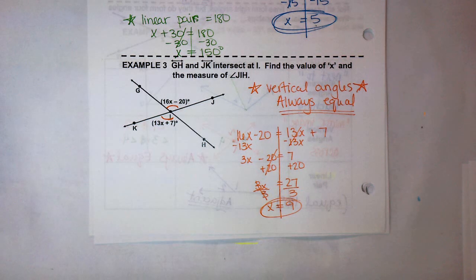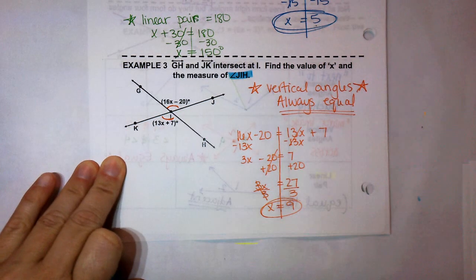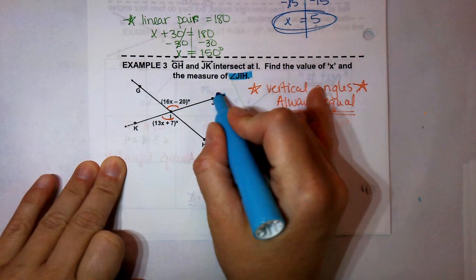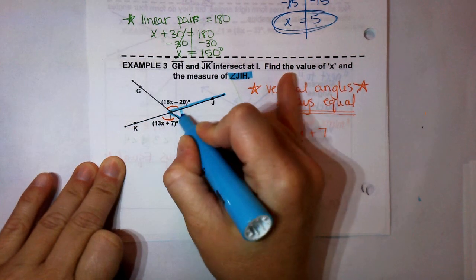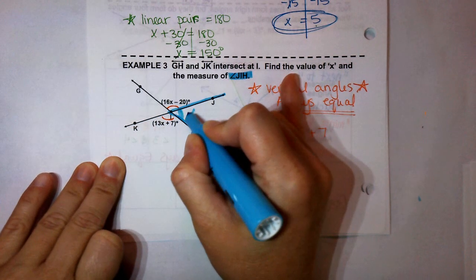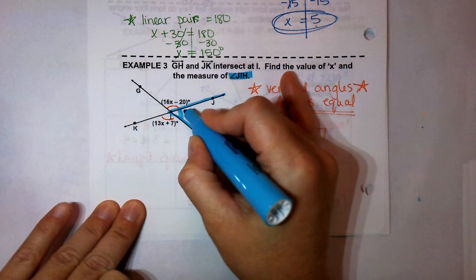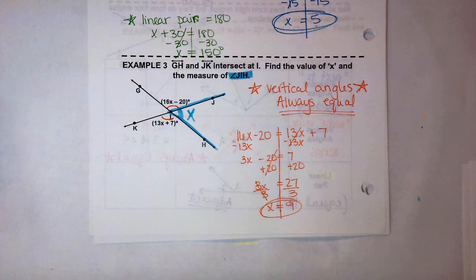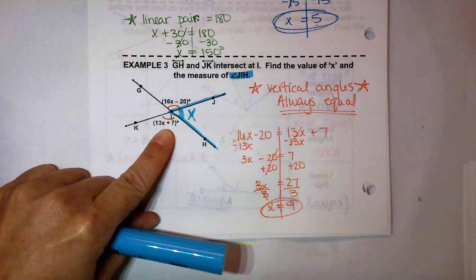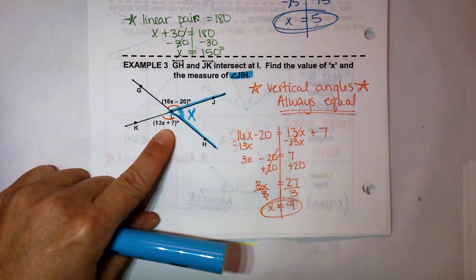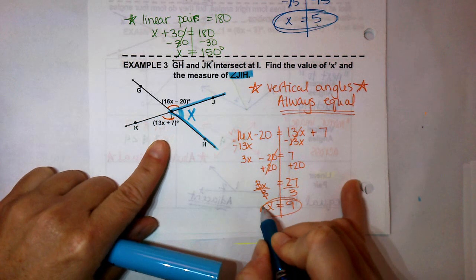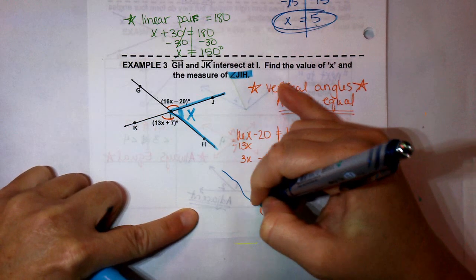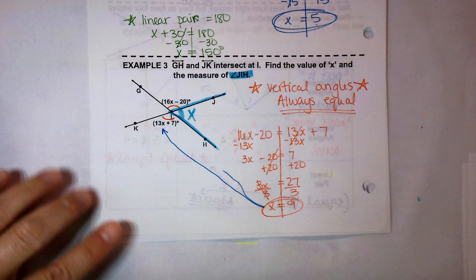We're going to go back, because they want it again. They want JIH. So that is this corner over here. And you can put an X if you want to, or you can put something else if it's confusing. But that's what I'm looking for, that blue. Okay. So I need to get rid of this equation so I can look at a number. So I'm going to take my X and plug it in.